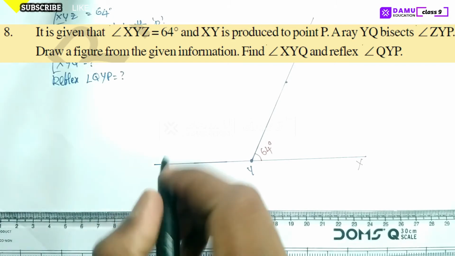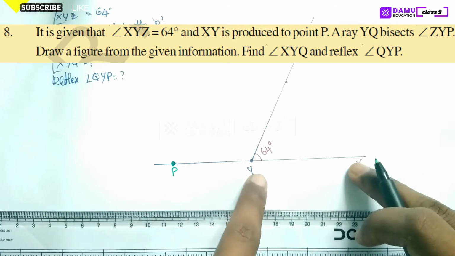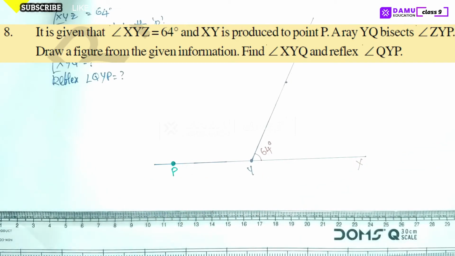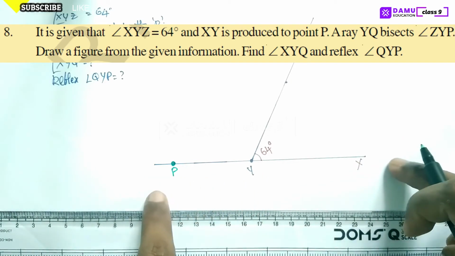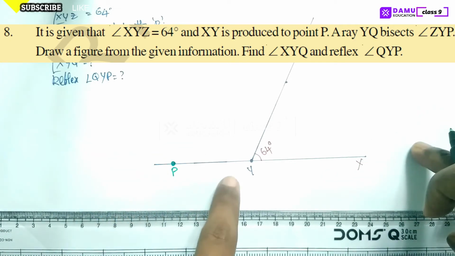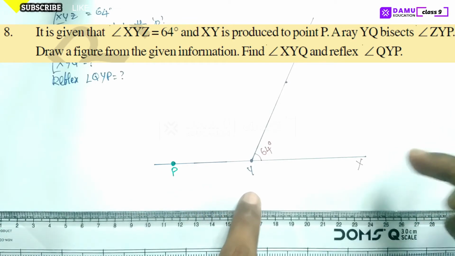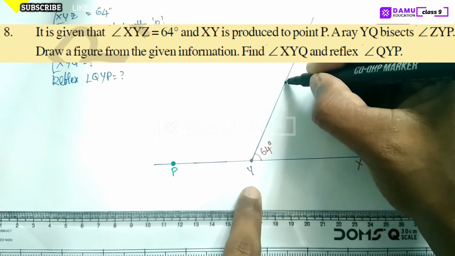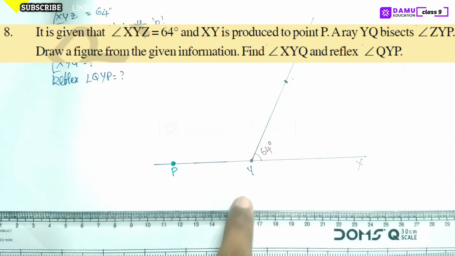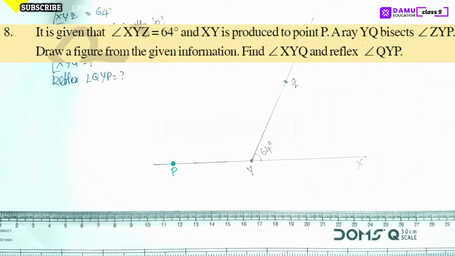So let's keep a point here and make it P. So this line is extended to the point P. Then you can extend in the opposite direction only. If you extend this side also, you will not get correct angles. And YQ bisects angle ZYP, so make it here as Z. Anything it will be. Next, the ray YQ bisects ZYP.